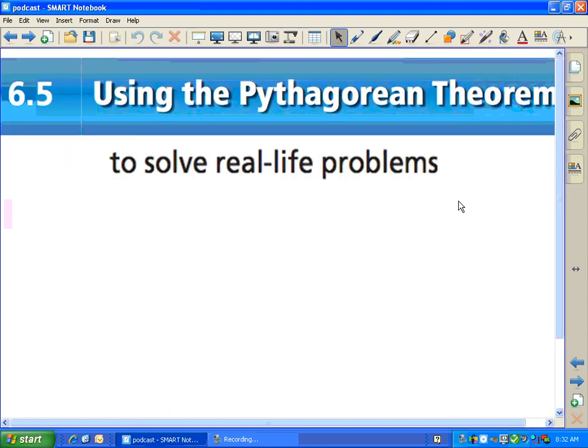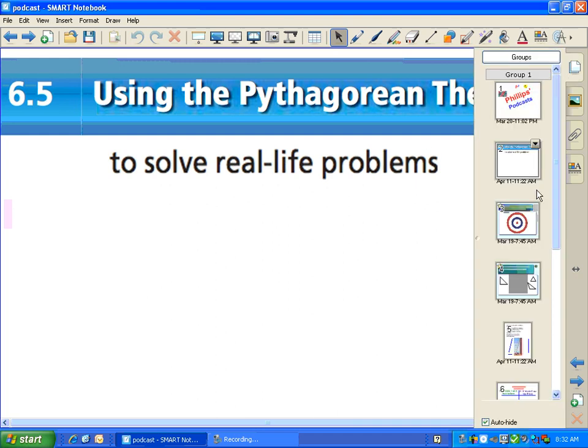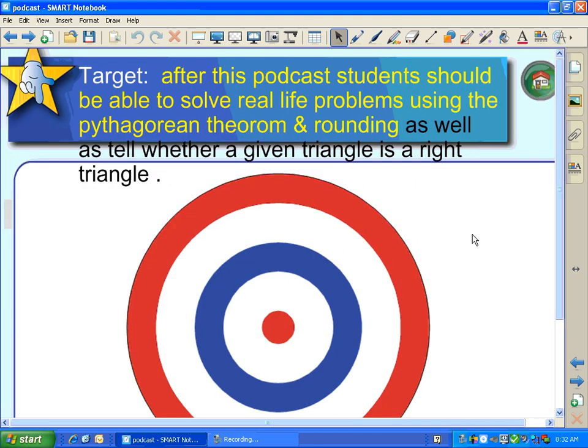Today's podcast is on Lesson 6.5, using the Pythagorean Theorem to solve real-life problems. By the end of this podcast, you should be able to solve real-life problems using the Pythagorean Theorem and rounding, as well as tell whether a given triangle is a right triangle.